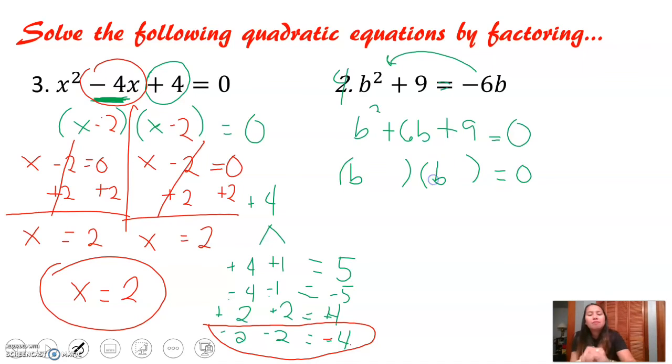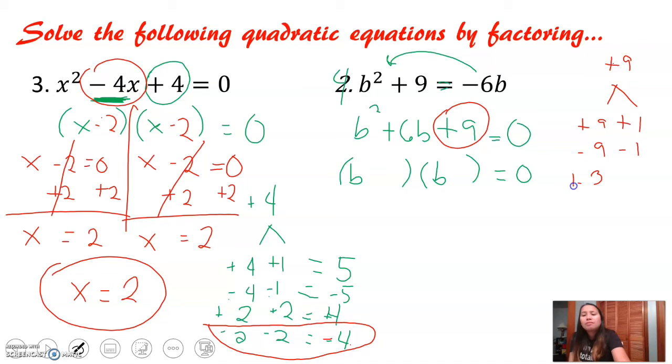We have b as the factors of b squared. Now take a look at 9. Let's look for the factors of positive 9. Positive 9, positive 1. We have negative 9, negative 1. Negative 9 times negative 1 is positive 9. We have positive 3 and positive 3 because 3 times 3 is 9. We also have negative 3 times negative 3 is 9. So these are the factors of 9.